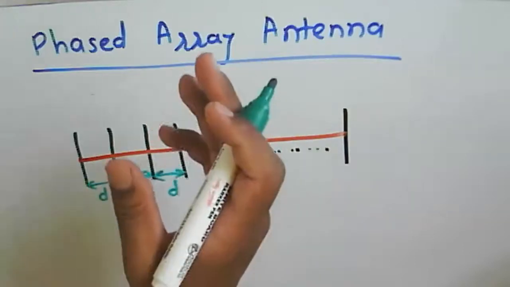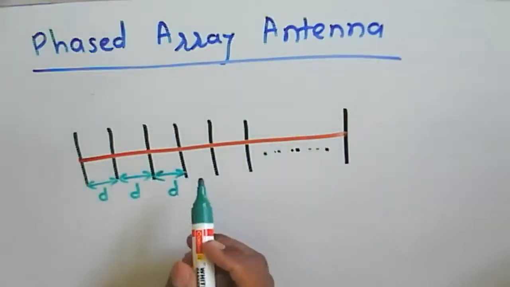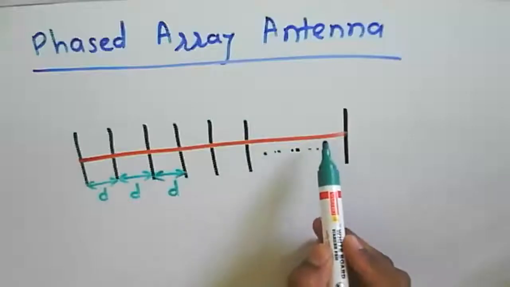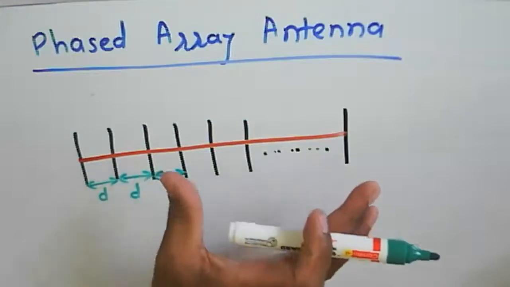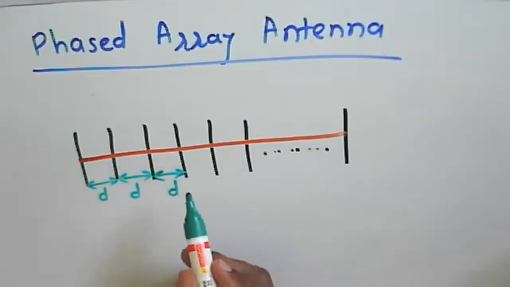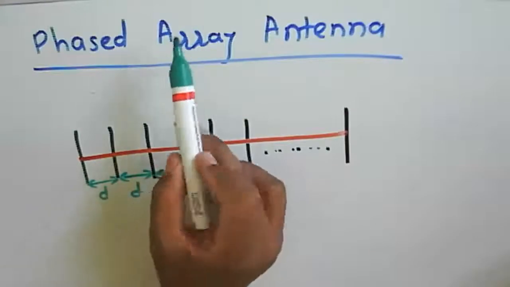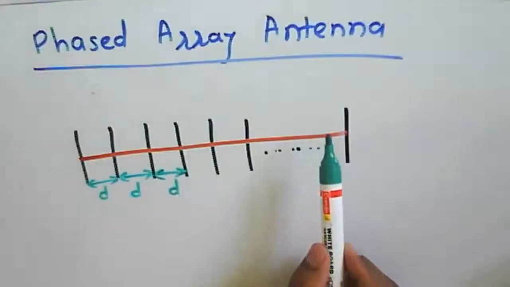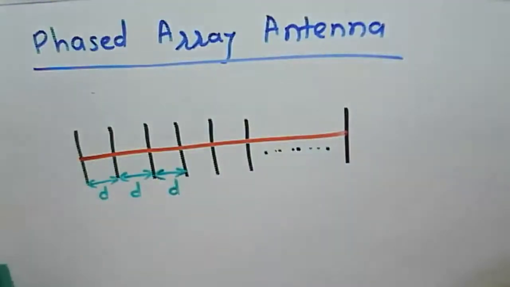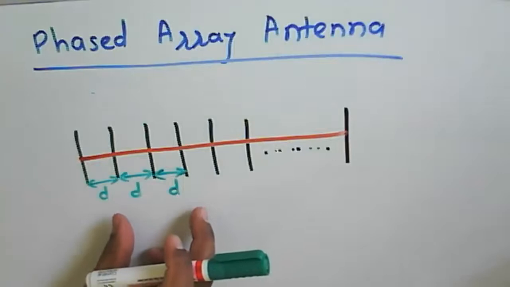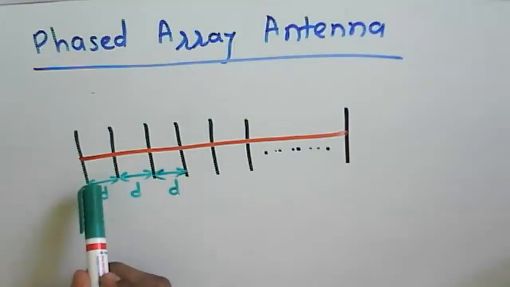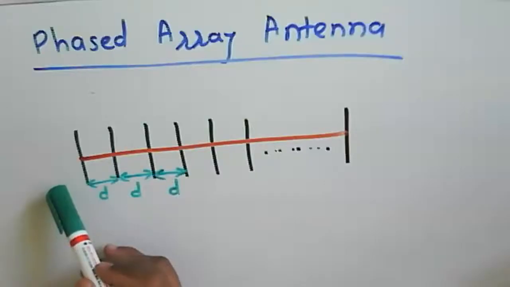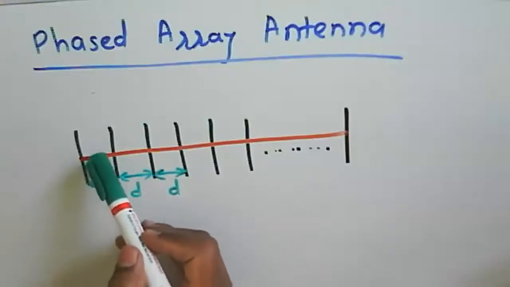is a broadside array antenna because the radiation pattern is in the broadside direction of this antenna. All the elements are placed linearly, so it is called a linear broadside array antenna, and the radiation pattern is perpendicular to the axis of this array antenna. Now the spacing is constant, that is d here, and we need to excite all the elements with the same amplitude, but there may be a variation in the phase.